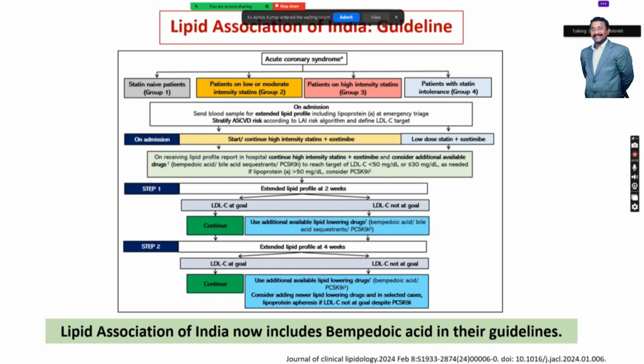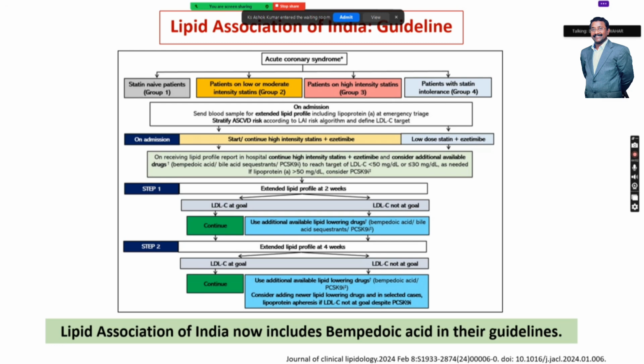CSI and LAI recommend that you have to send the lipoprotein A also along with the lipid profile in the cardiac ICUs in all the cases of acute coronary syndromes. And again, you have to start the same drugs: the high intensity statin plus ezetimibe, and continue the high intensity statin plus ezetimibe and consider additional available drugs like bempedoic acid or PCSK9 inhibitors.